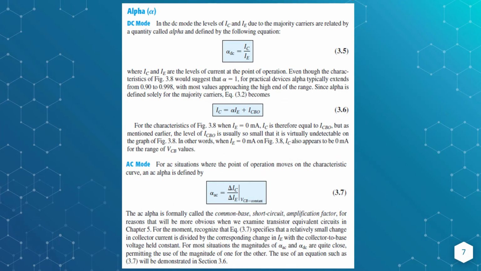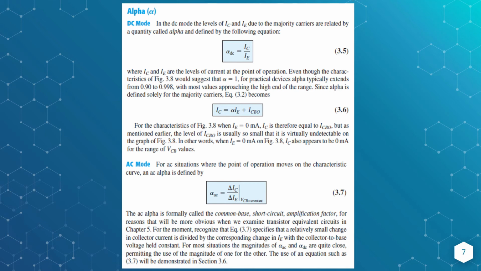For this slide, we will talk about alpha. In DC mode, the levels of IC and IE due to the majority carriers are related by a quantity called alpha, defined by the following equation. We always remember that alpha DC is equal to IC over IE, where IC and IE are the levels of current at the point of operation. Since alpha is defined solely for the majority carriers, we can also say that IC is equal to alpha IE plus ICBO, where if IE is equal to 0 mA, IC is therefore equal to ICBO.